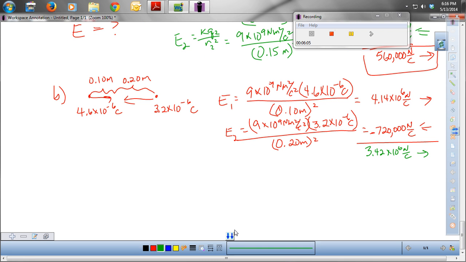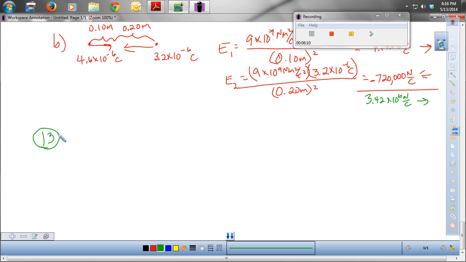All right, so now we're going to look at number 13. Now it says, while cleaning, Jeffrey causes his lamp to acquire a charge of 4.5 microcoulombs, so that's Q.